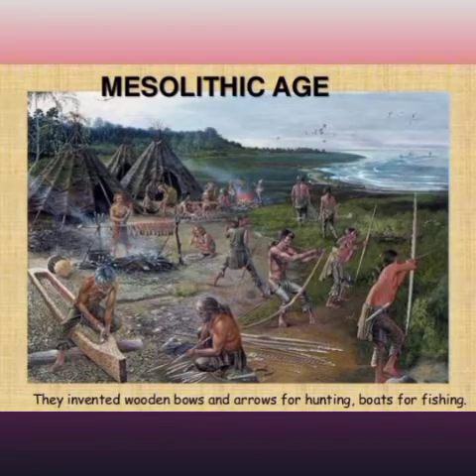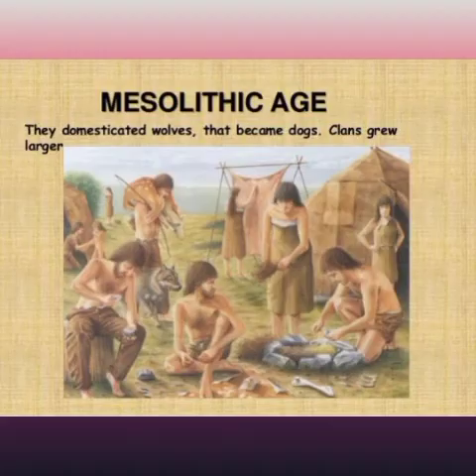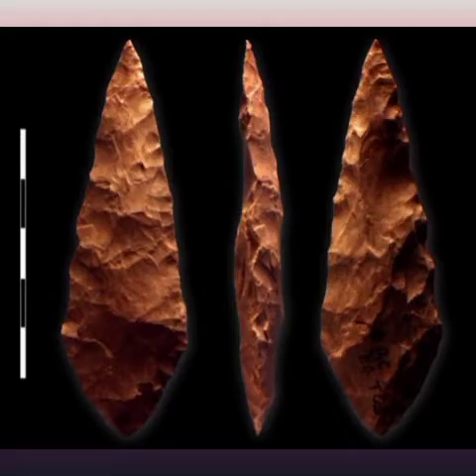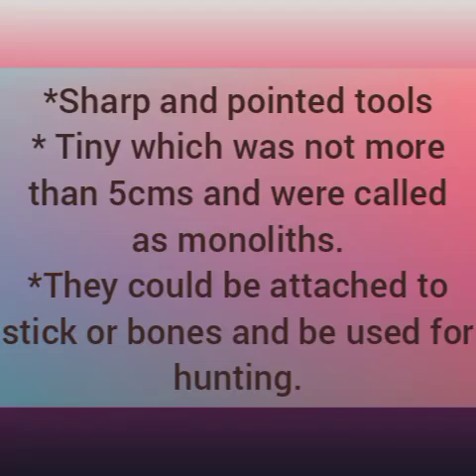Okay, so let's go with the second part or the second age, that is the Mesolithic age. And it is in this age that we can see the concept of agriculture, the concept of hunting, and also the concept of domestication. So let's go with the tools first. The tools here were very small, but they were actually sharp. They were pointed tools not more than 5 centimeters, and they were known as microliths. And they attached these to sticks or bones and used them for hunting.